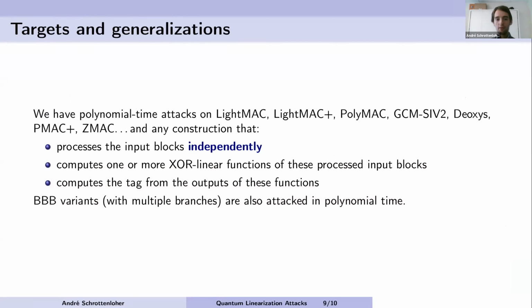So this generalizes nicely to beyond birthday bound variants, because what usually happens is that instead of having a single sum, in the end you have multiple of them, and you can do that for all the sums in parallel. So you can use the same technique. What happens really is that if you process all the input blocks independently and you compute a XOR of these blocks, or anything that is linear, and you compute the tag out of that, then you're exposed to this kind of attack.